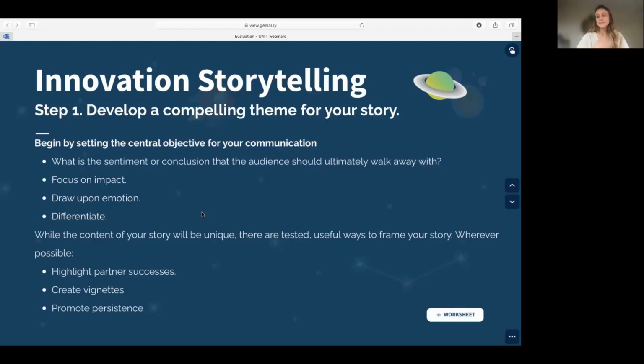And there are also further suggestions on useful ways to frame your story. For example, it's always really useful to highlight the partner successes when you share this story, to create vignettes, to promote persistence in these innovation processes. And there are a lot of other suggestions that you can find in the tool when creating this central objective.